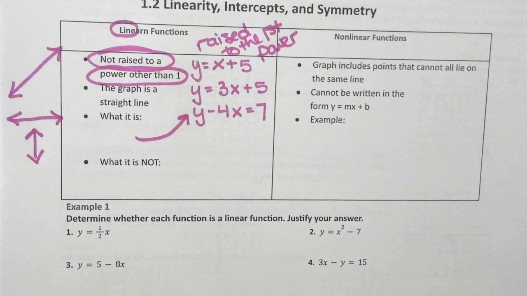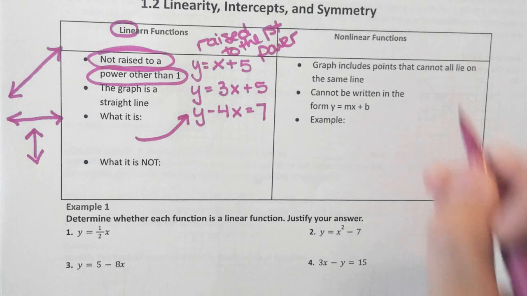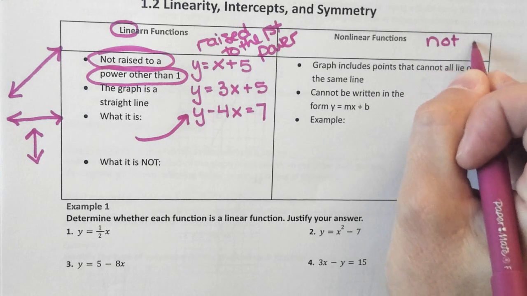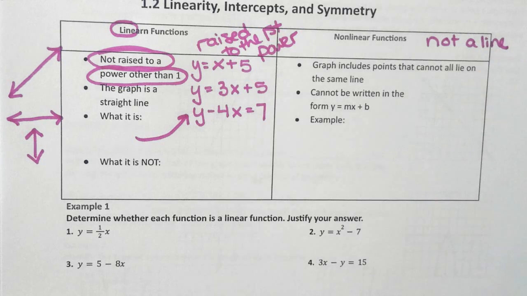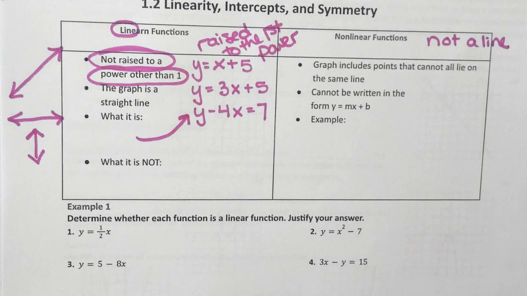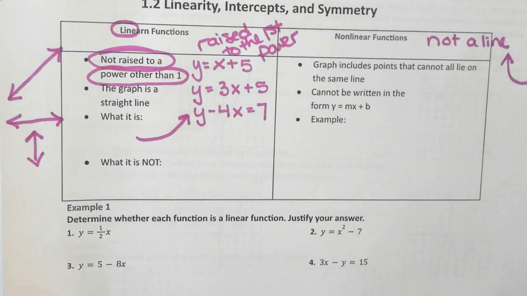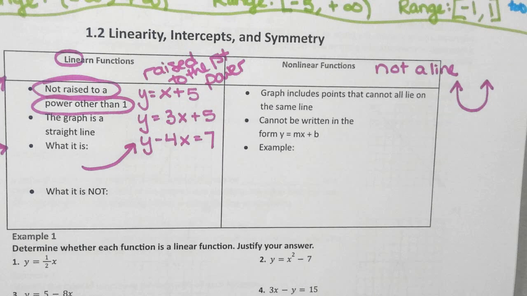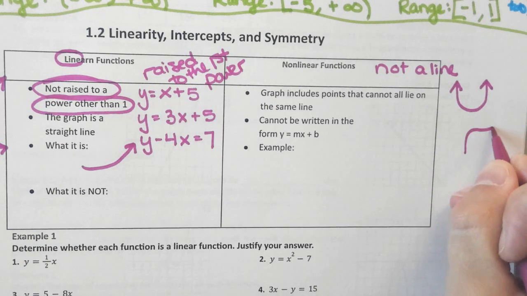Okay, so let's look at the flip side. So we've got linear. Well, what is nonlinear? So this would be not a line. These are graphs where points will not lie on the same line. So it could be something that looks like this. What do we call that U-shaped graph? Parabola. It could be something like this.